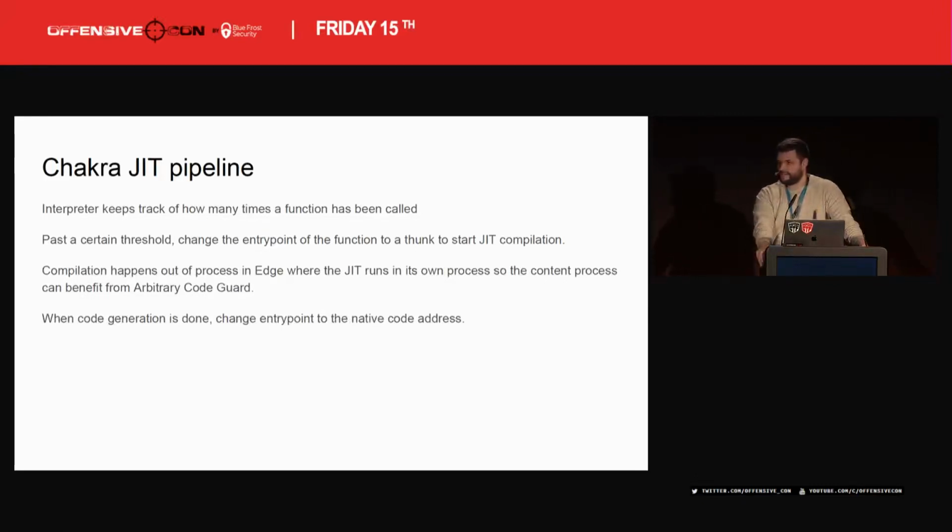What happens in Edge is that the JIT compiler actually runs out of process. This is mainly so that the renderer process can benefit from arbitrary code guard. If you want to know more about that, check Sar's talk at C3, he talks about it briefly. And when code generation is done, basically you change the entry point to the native code address. So the next time you call the function, you will just jump to the JIT generated code.